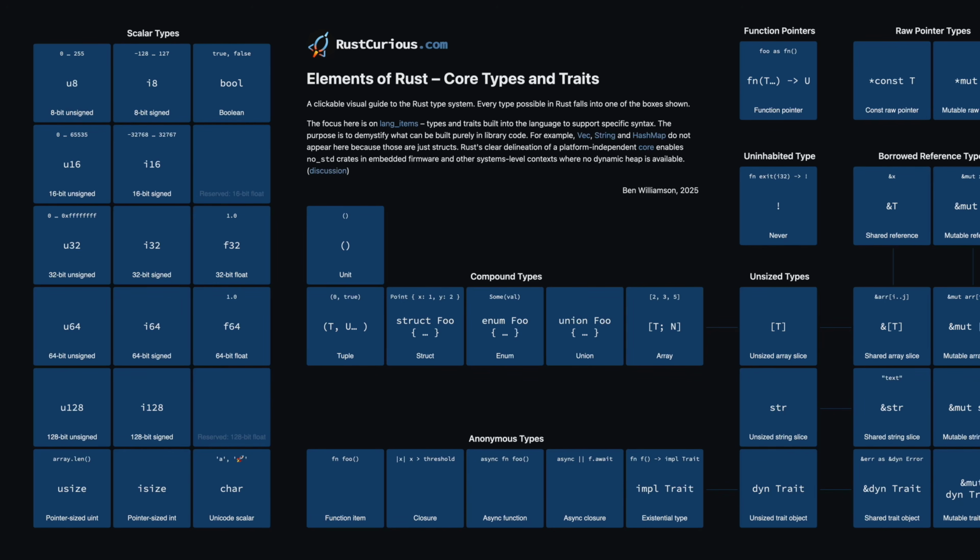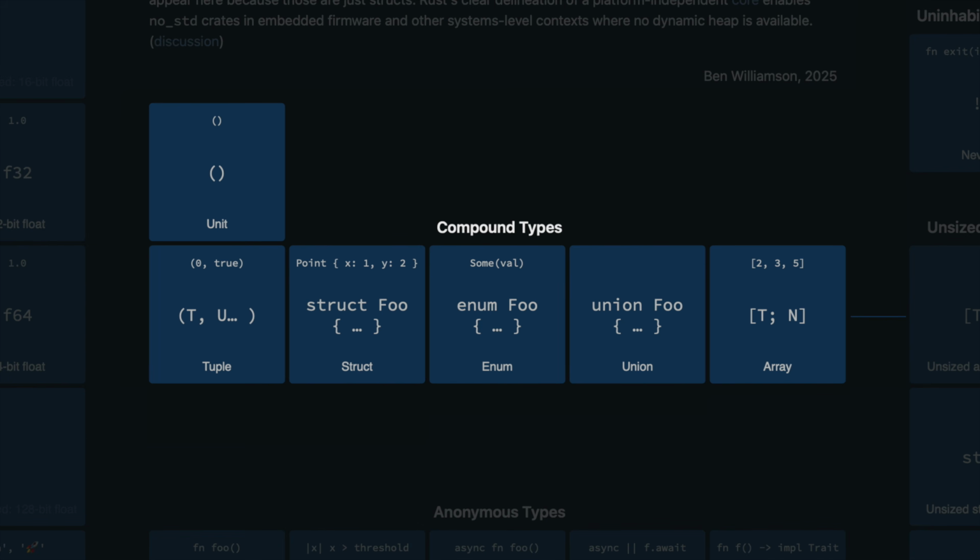At rustcurious.com you'll find this map of the type system called the elements of Rust. We've been working our way through the compound types. In video number 4 we covered tuples and structs, video number 6 was all about enums and unions, and now it's time to do arrays.